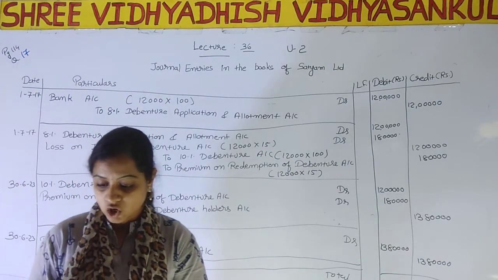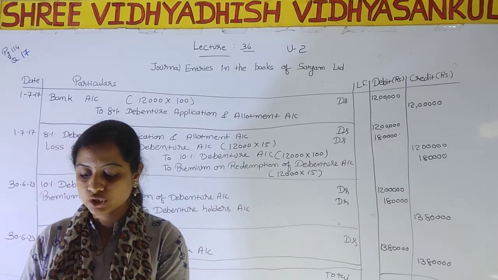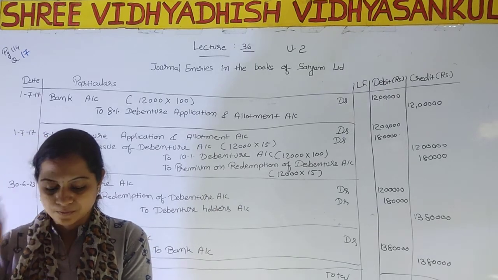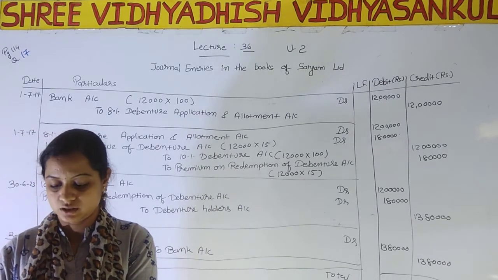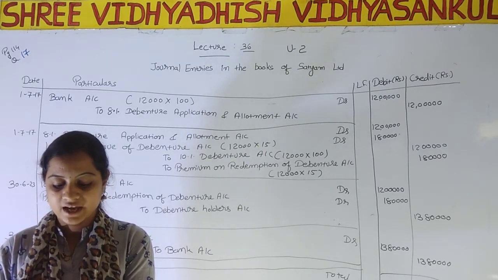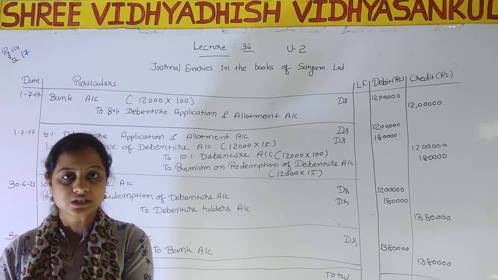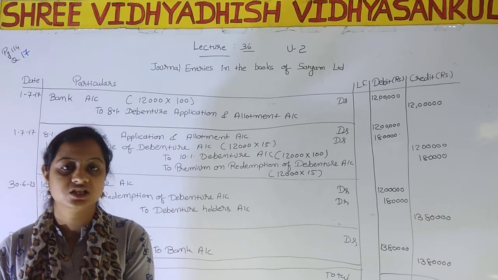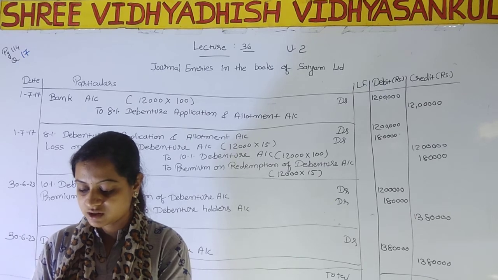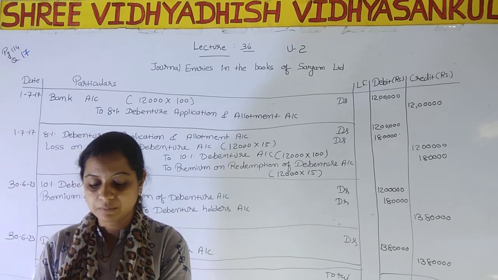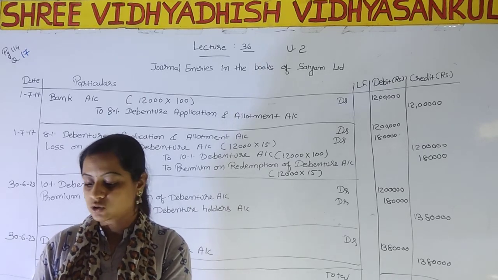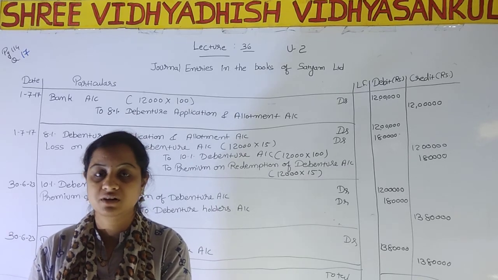See. On 1/4/17, Shivam Limited issued 8,000 7.5% debentures of rupees 250 each at a discount of 5%. So the face value of debenture is 250 and we have given the discount 5%. So 250 into 5%, that means 12.5 rupees is our discount. All the debentures are to be redeemed after 5 years as on 31/3/22 at a premium of 10%. So 250 plus 10%, that is 25. So 250 plus 25, we have to return 275.